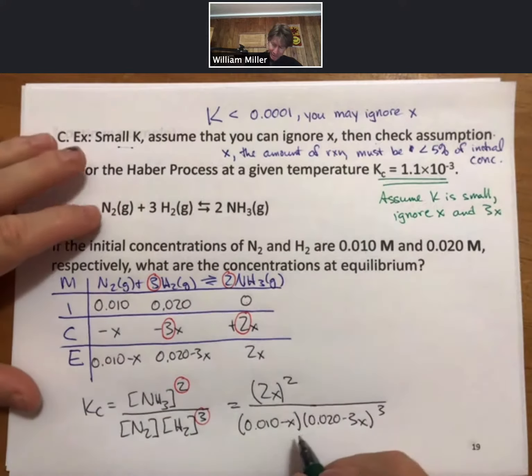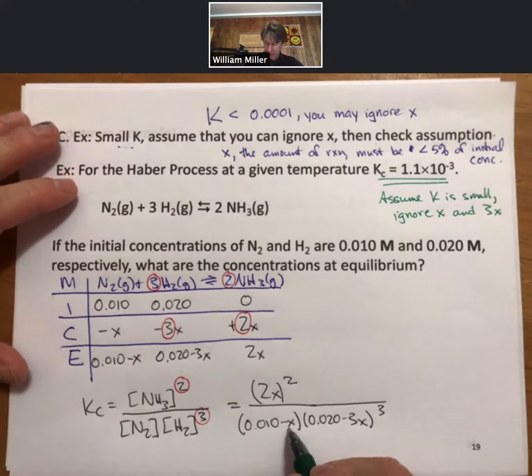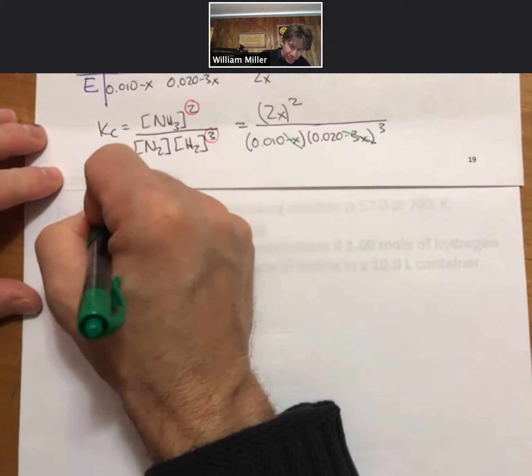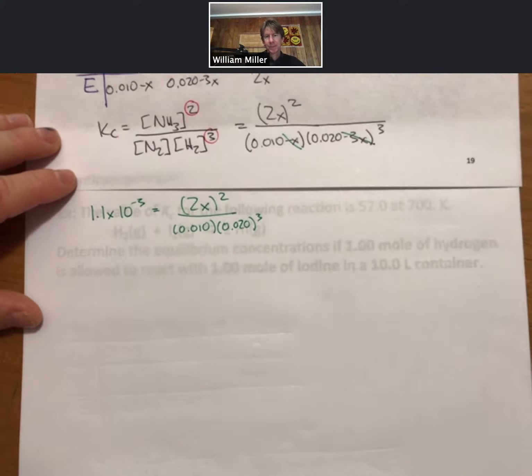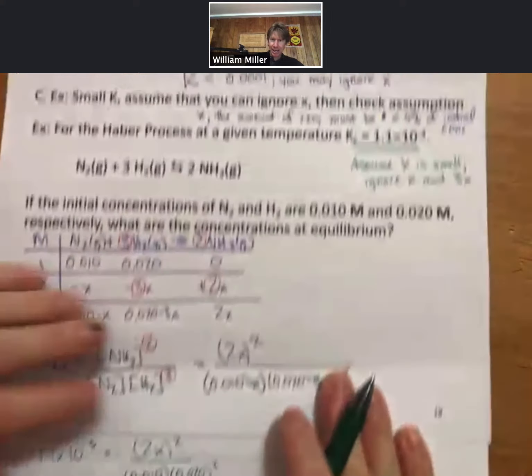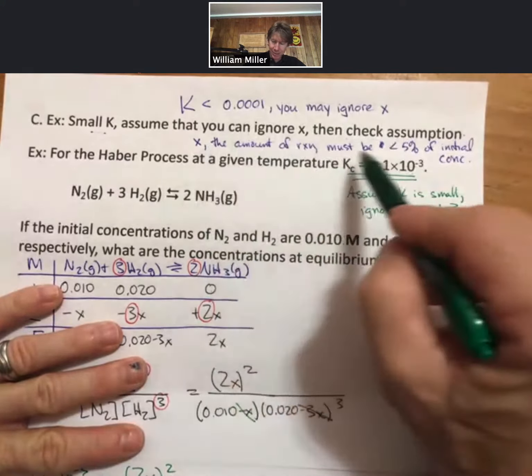And so what that means functionally is, in the denominator here, instead of 0.010 minus x, we're going to cancel out the minus x. And we're going to cancel out the minus 3x. And when we rewrite this on the next page, it will be actually with the Kc value. So 1.1 times 10 to the minus third equals 2x squared over 0.010 times 0.020 cubed. So we've just totally gotten rid of those x's. We assumed, we ignored them. And then we will have to check at the end, and it will be true for this example, that x must be less than 5% of the initial concentration, and in fact, 3x will be less than 5% of the initial concentration here.